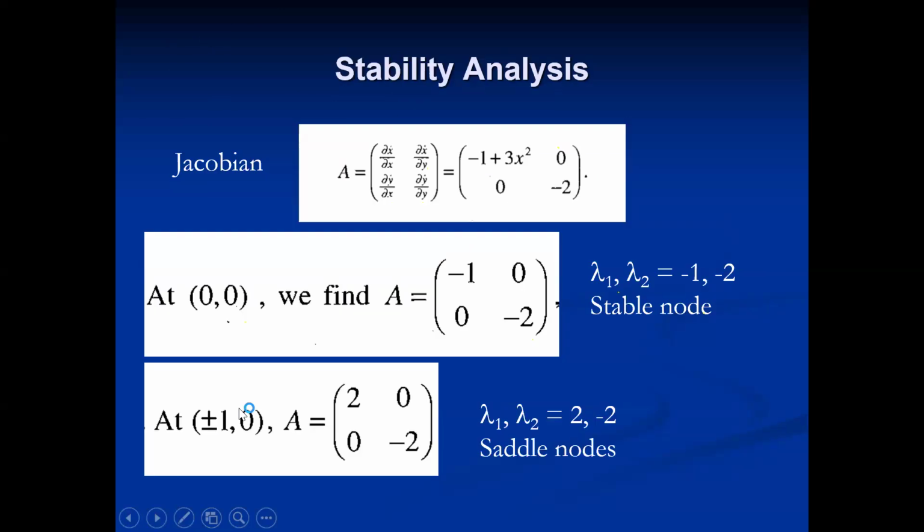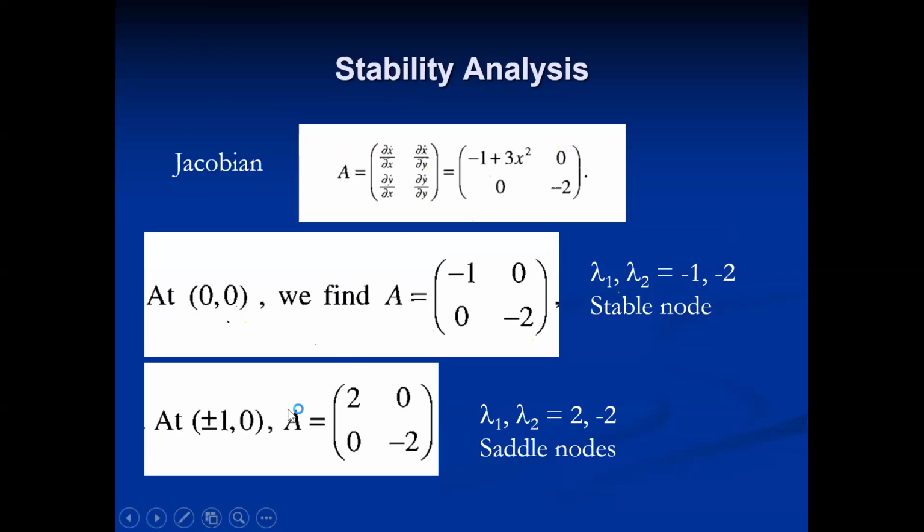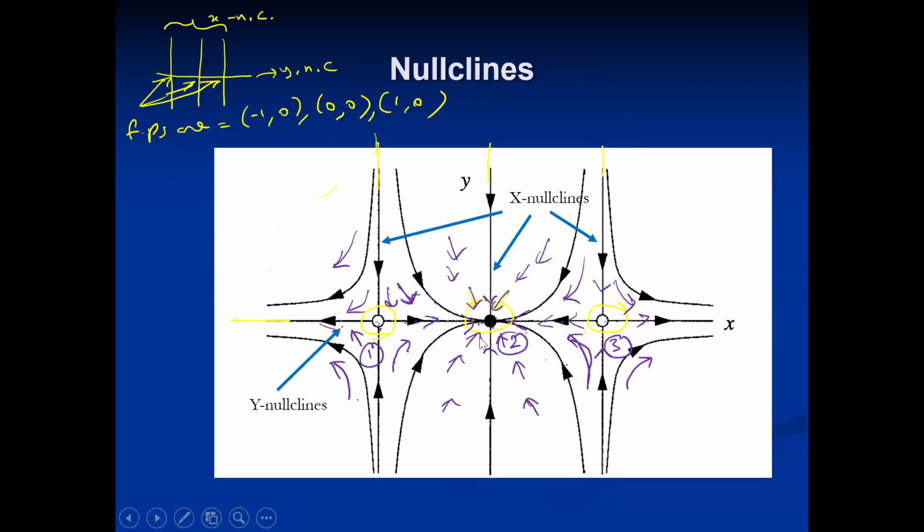Now, if you look at the other 2 points, that is plus or minus 1 and 0, that is 1, 0 and minus 1, 0. At both these points, you can easily verify that the Jacobian is this matrix. And if you find the eigenvalues, they will be 2 and minus 2. Therefore, it's a saddle node because one of the eigenvalues is positive, the other is negative. So which means what? You can easily work out that flow is outwards in the horizontal x direction, and flow is inwards in the vertical or y direction.